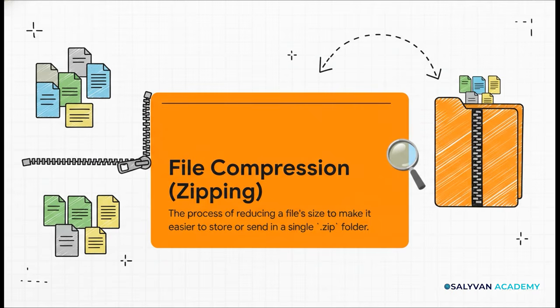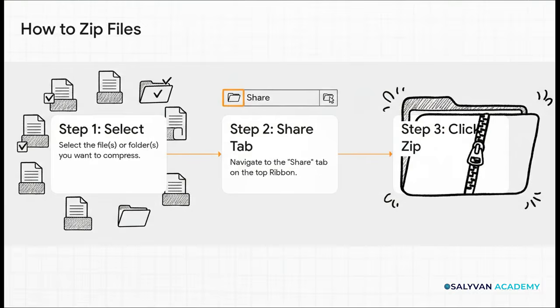Have you ever gotten a zip file in an email and wondered what on earth it was? Well, it's actually really simple. It's just a compressed folder. Zipping is just the process of shrinking one or more files into a single, smaller package. It's incredibly useful for saving space on your computer or for sending a whole bunch of files to someone at once.